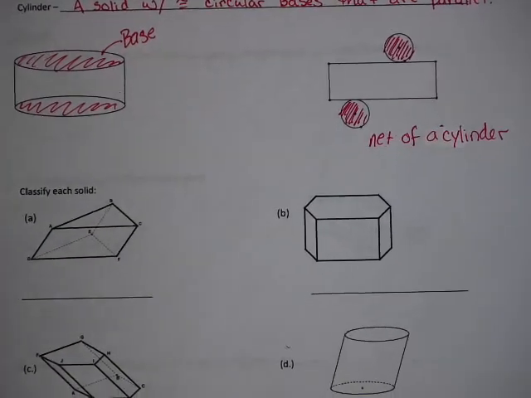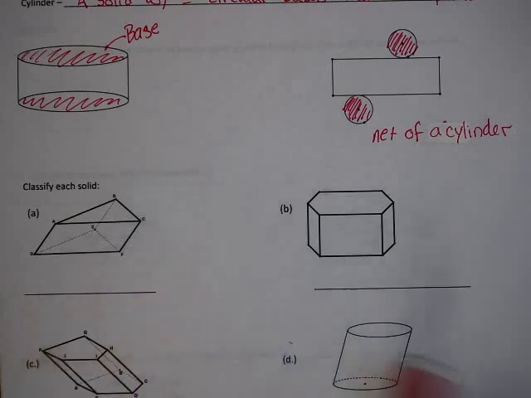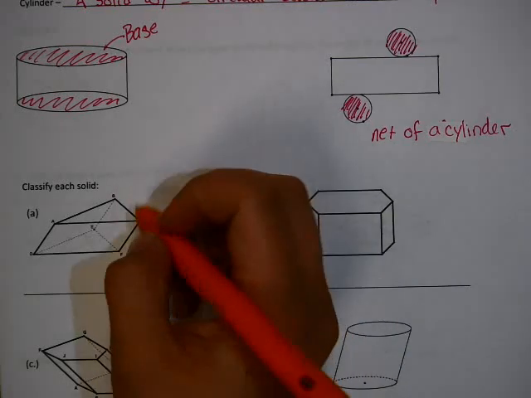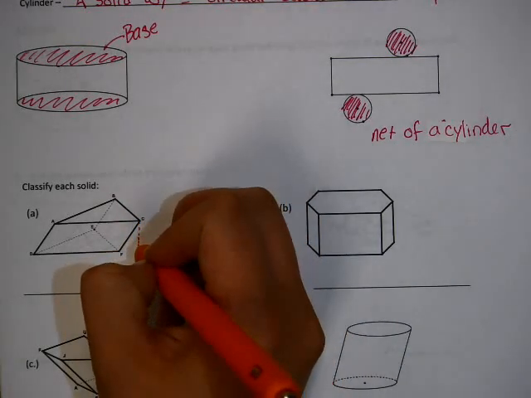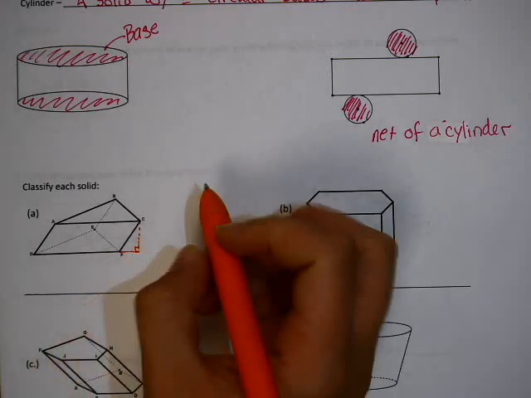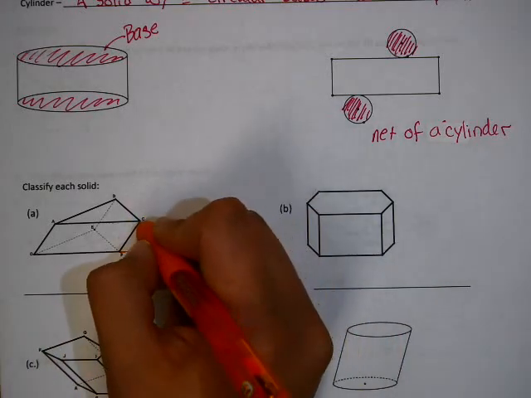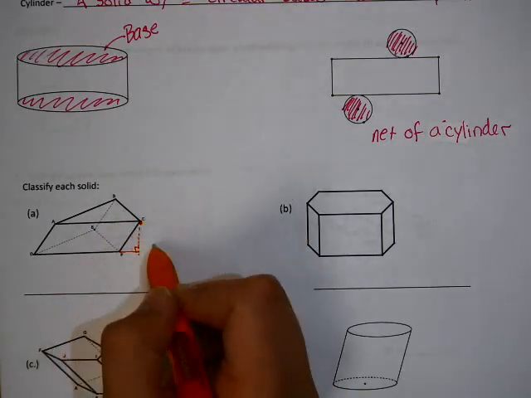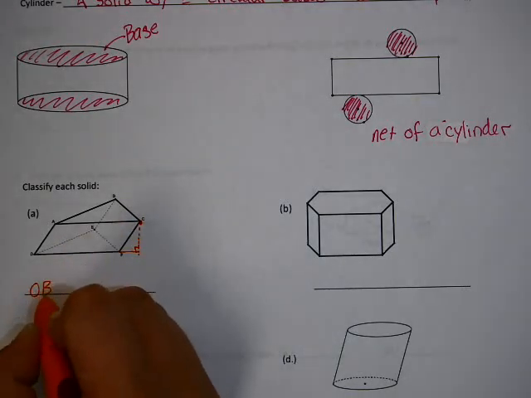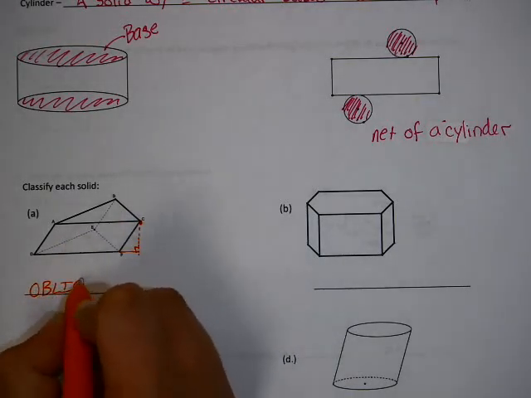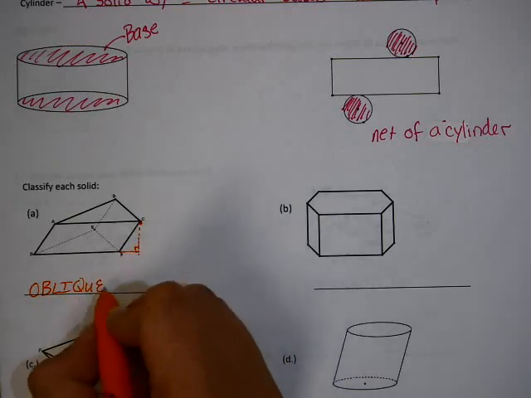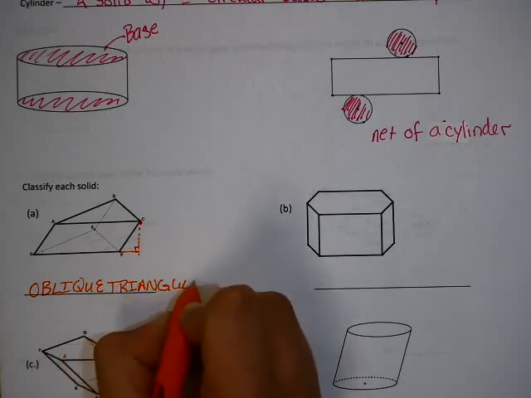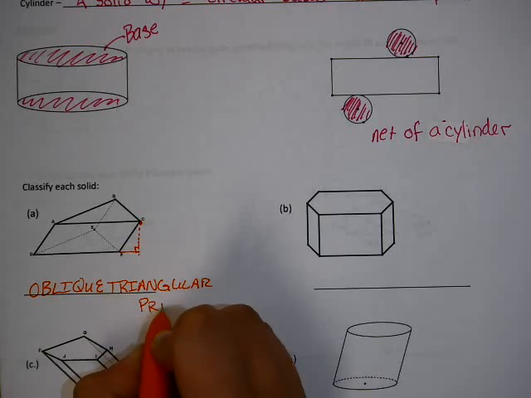Now to classify each solid, the very first one, do you see how it's slanting? And if I were to draw down a right angle, the height does not meet at a right angle unless I draw it in. So this makes this an oblique triangular prism.